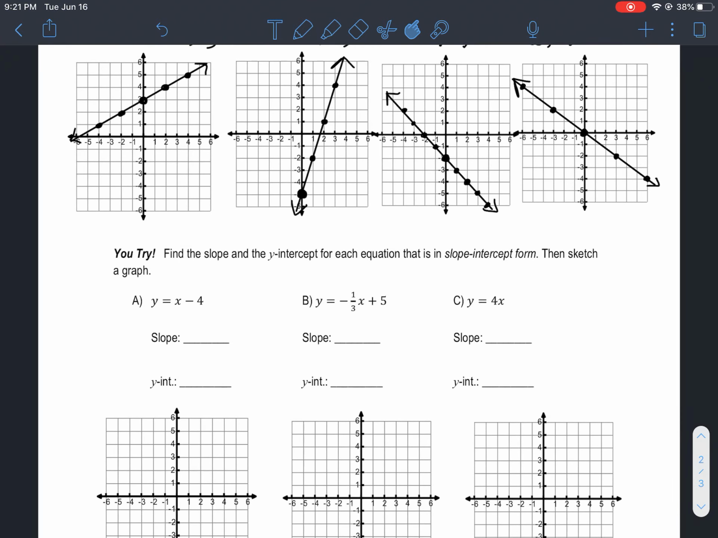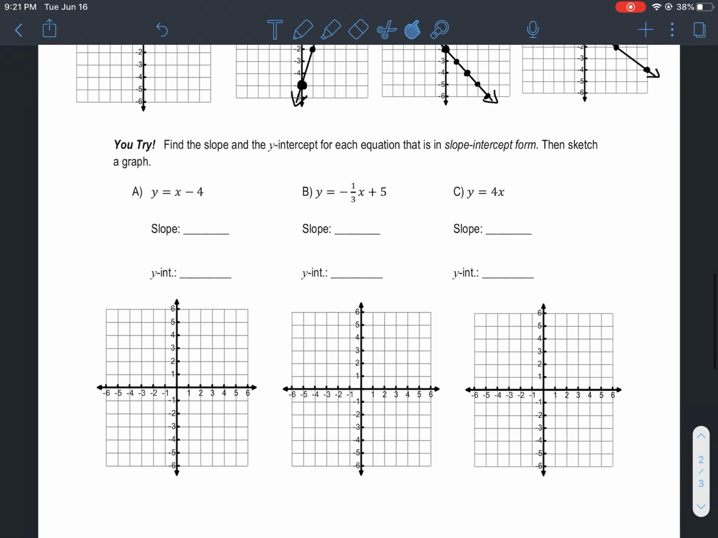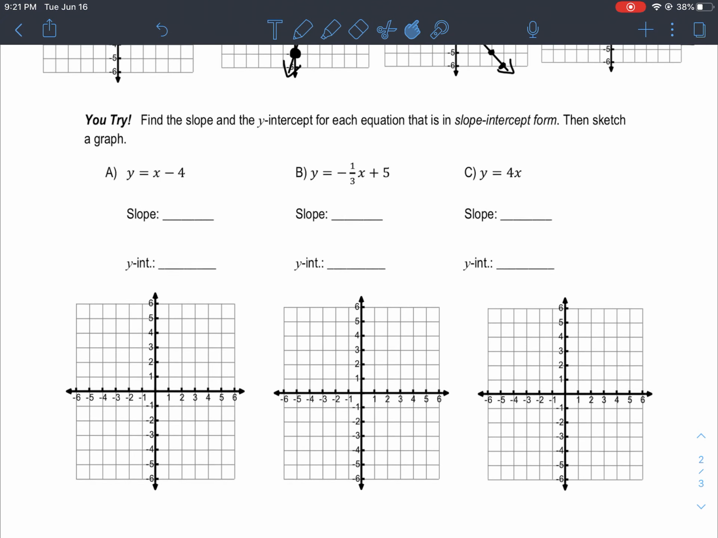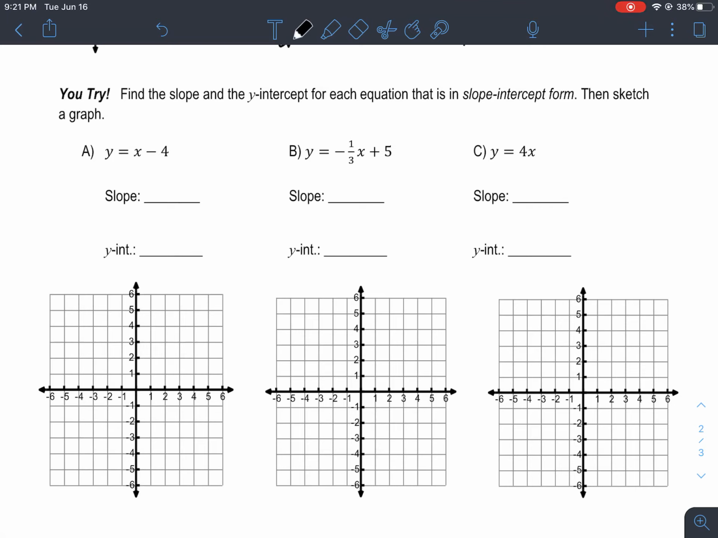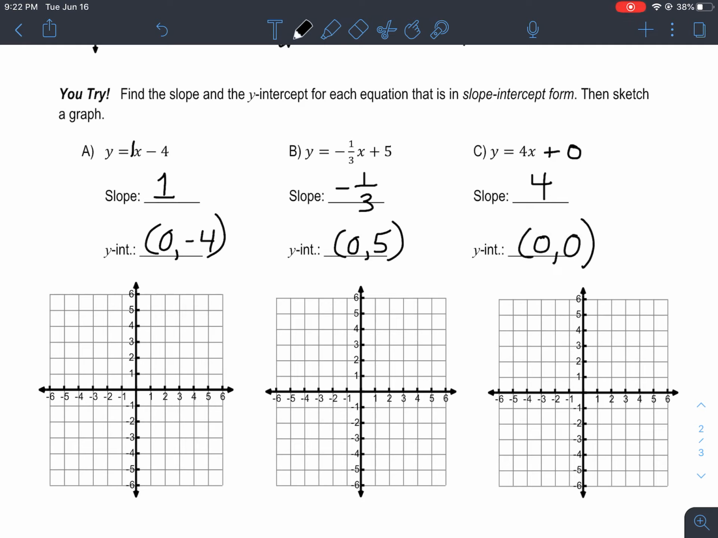The last 3, if you want to try those, you definitely can. You can pause this video. If not, I'm just going to finish up the last 3, and that'll be it for this lesson. So in A, we have an invisible 1 in front of our x, so that's our slope. Our y-intercept is 0, -4. Our slope in B, the number in front of x is -1/3. Our y-intercept is 0, 5. And our slope in C is 4. Our y-intercept is not there, which means it is 0.